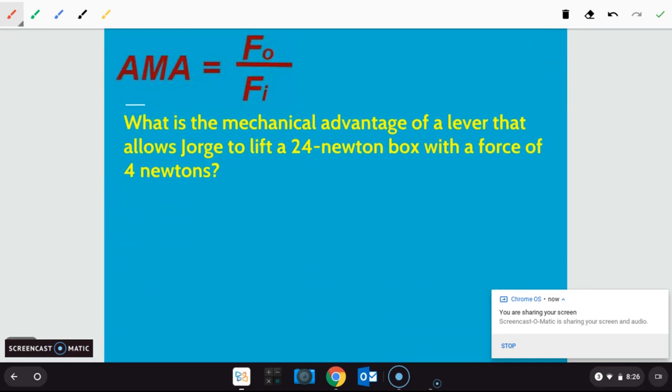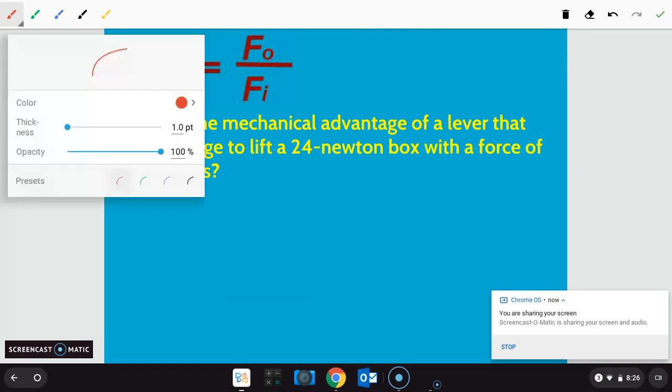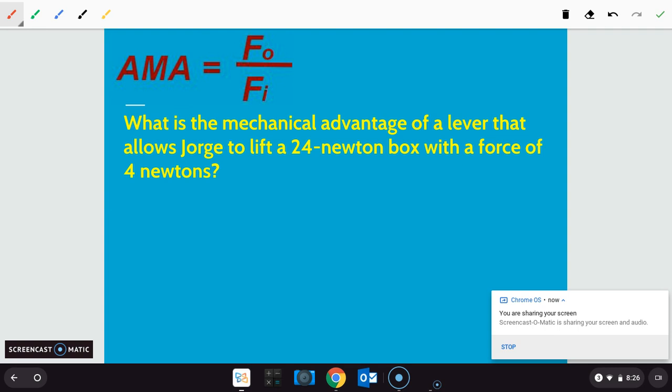So an example of this: what is the mechanical advantage of a lever that allows Jorge to lift a 24 Newton box with a force of 4 newtons? Well, first I have to think which one is output and which one is input. And if you remember, the input is the person, so the 4 newtons is going to be the force in. Sometimes I put F in instead of Fi. And the weight of the object is force out.